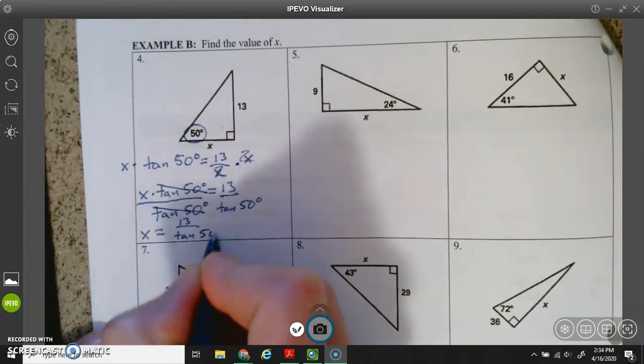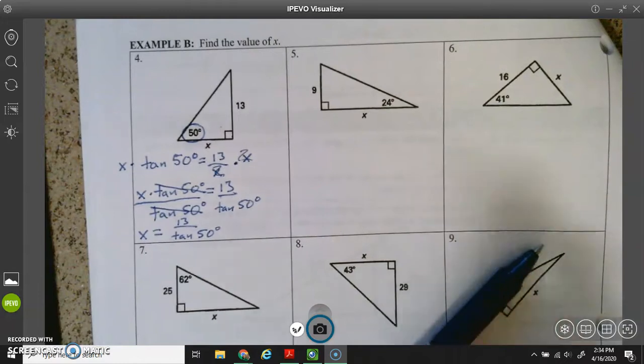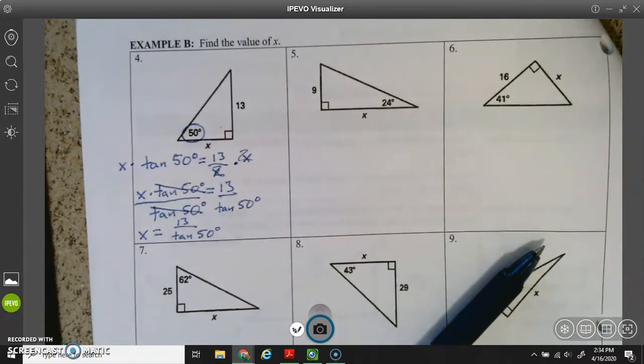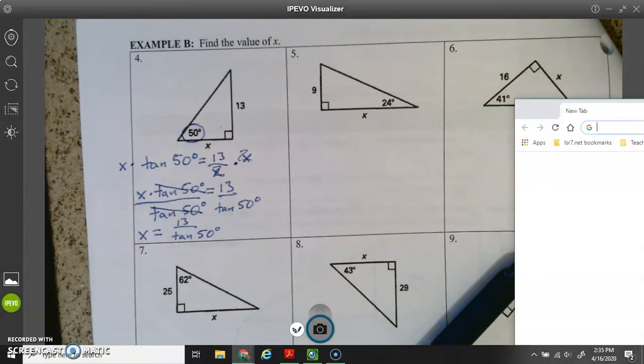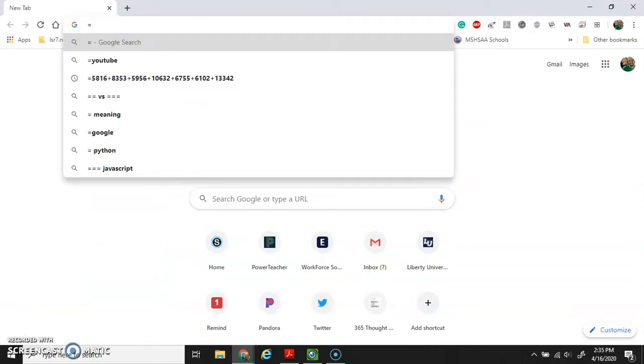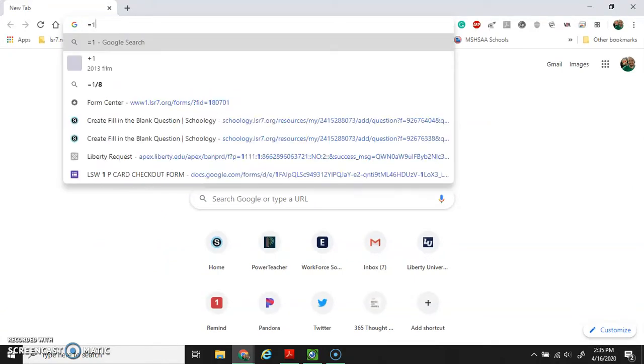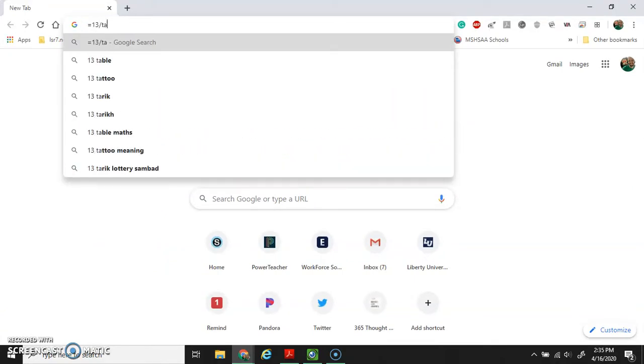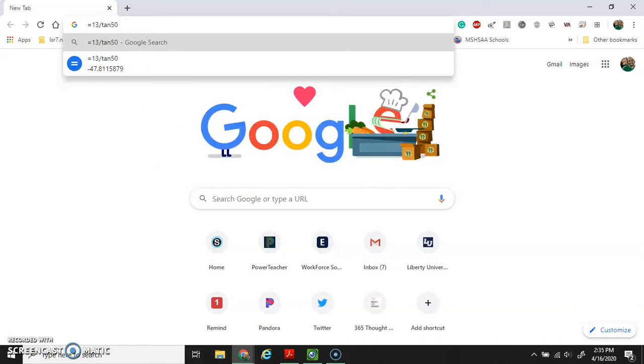This is where I would grab your Chromebook and use the calculator that's on your Chromebook, or your calculator may be different, so I'm hesitant on even saying that now. Go to Google. I'm telling you to do this instead of doing your phone because of the order of operations. We're going to tell the computer to do 13 divided by tangent of 50.